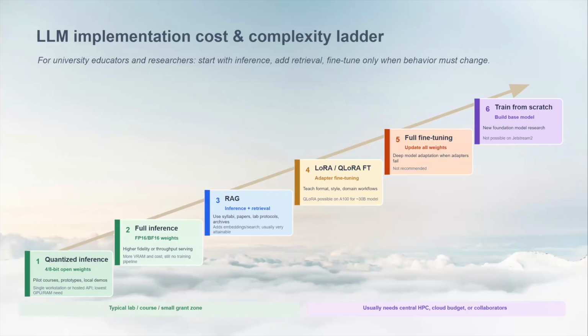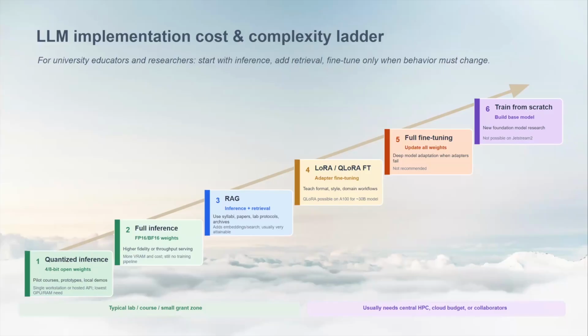And then 6 is something none of you are going to be doing, which is foundational model training from scratch. This is the thing that takes billions of dollars to do, and hundreds of thousands, millions of GPU hours. You're not going to be able to do that on national cyber infrastructure. You need your own data center to do that.